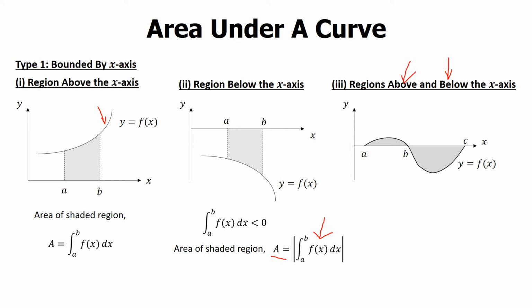So, to find the area of this shaded region, A equals the integration from a to b of f(x) dx plus the modulus of the integration from b to c of f(x) dx, because we know that when we integrate this region, we will get a negative value. So we always take the positive value of the integration.